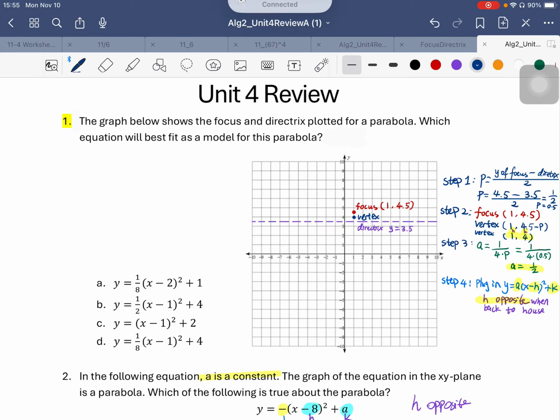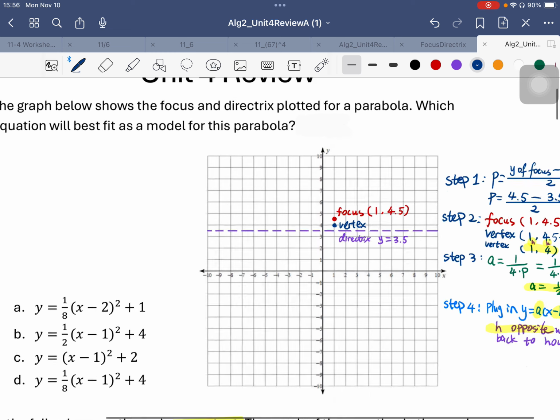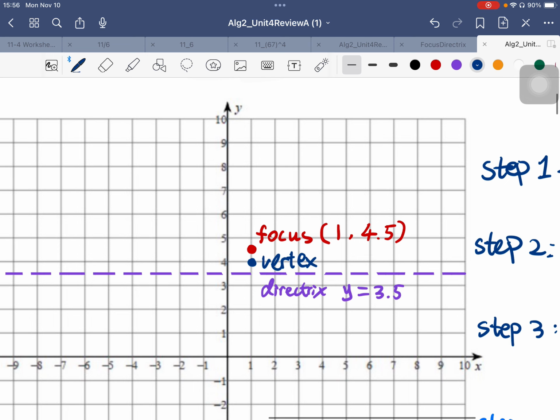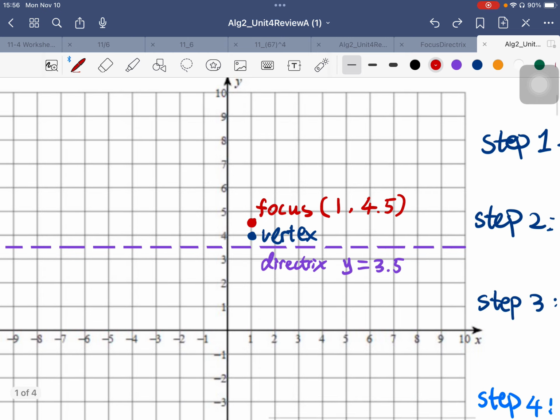Test review. Question 1. The graph below gives you the focus and the directrix. Which of the equations models the parabola, or the quadratic function? So the focus it gives you is at (1, 4.5). That's the focus. And the directrix is y equals 3.5.